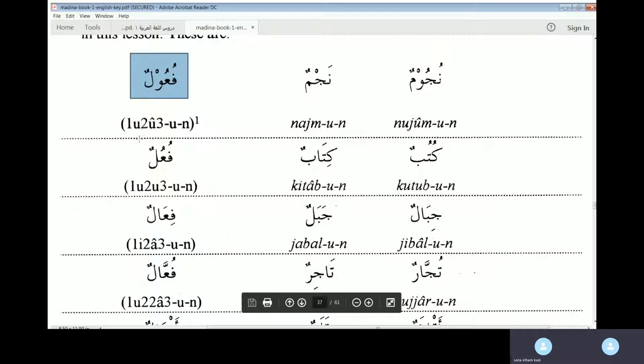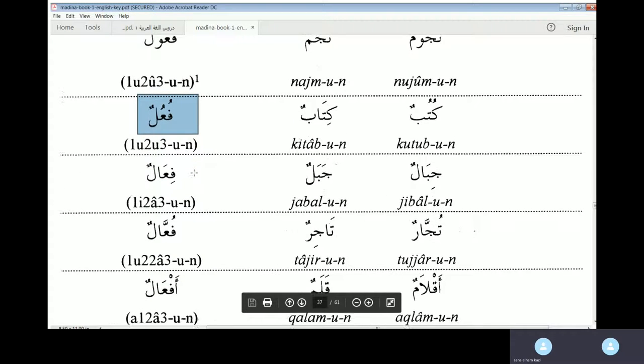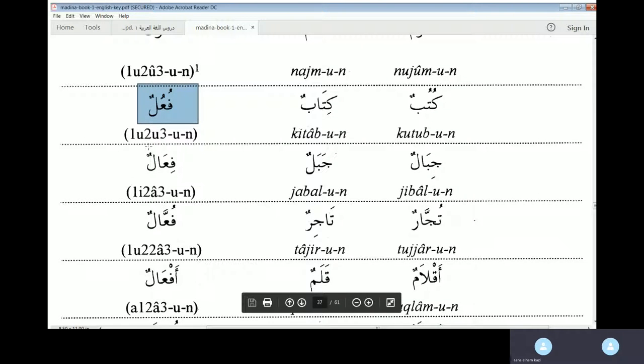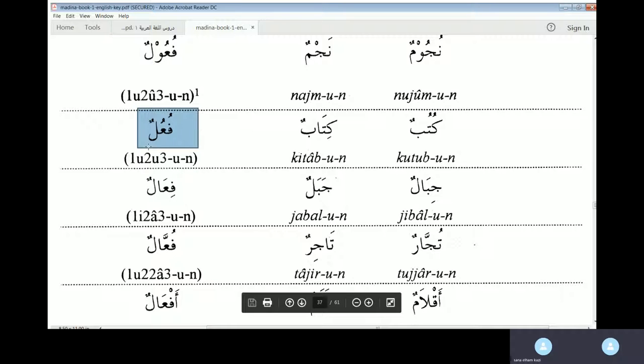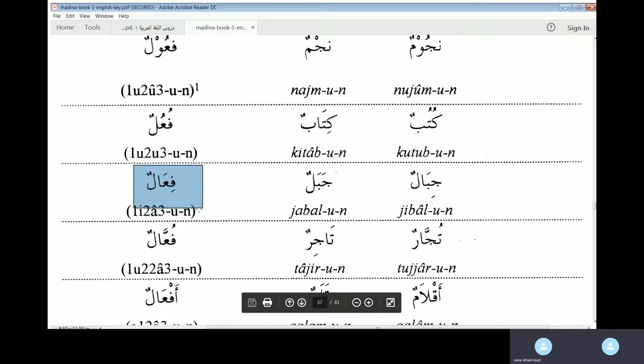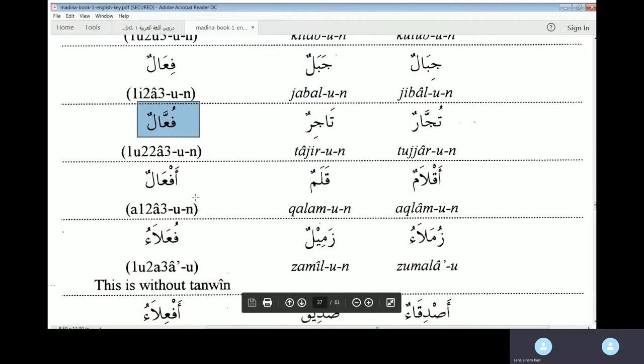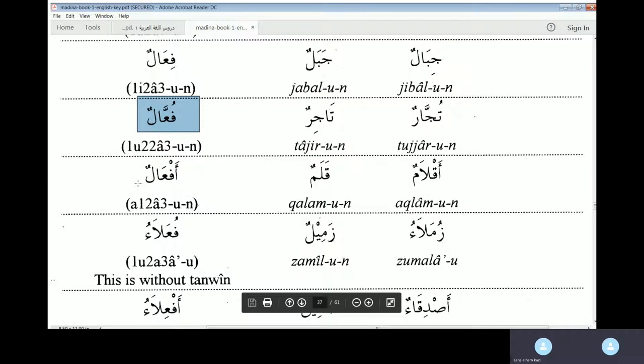The second pattern is Fu'ulun. The example is kitabun, kutubun. The third pattern is fi'al. Example, jabalun, jibalun. Fourth pattern is fu'alun. Example, tajirun. The broken plural is tujjarun.